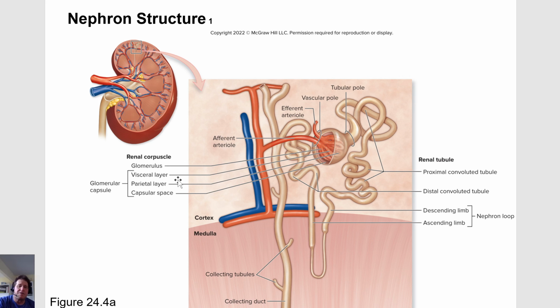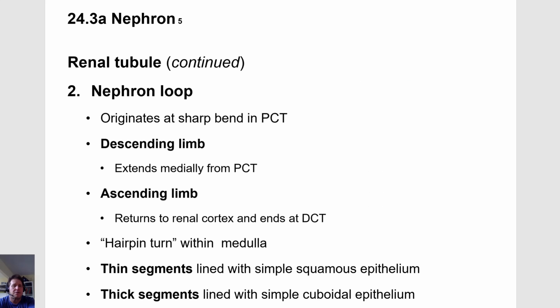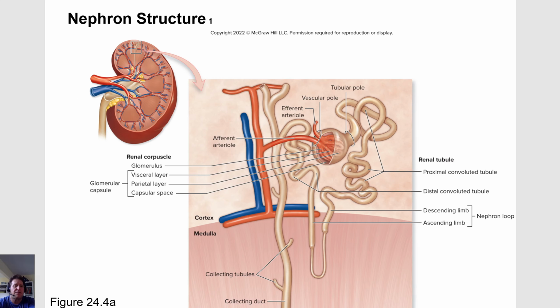These tubules are the distal convoluted tubules. So distal convoluted tubules right here. And they empty into the collecting tubules in the collecting duct right here, this big long one. So the nephron loop, distal convoluted tubule.